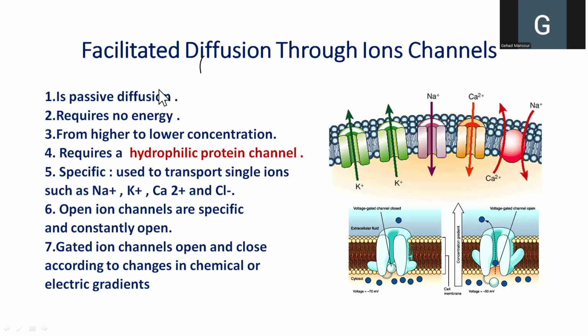On this slide, we will be discussing the diffusion of substances through channels, or the diffusion of ions specifically through channels, which is called facilitated diffusion. So facilitated diffusion is a type of passive diffusion, meaning that although it requires a channel, it requires no energy. And it requires no energy because the ions are being transported from higher concentration to lower concentration. But why do we say that it is facilitated? Facilitated means that it is being made easier.